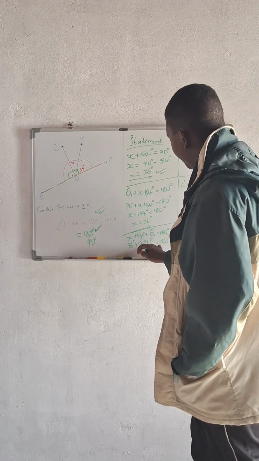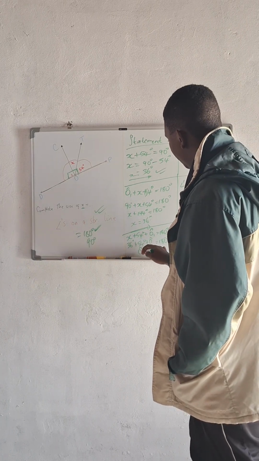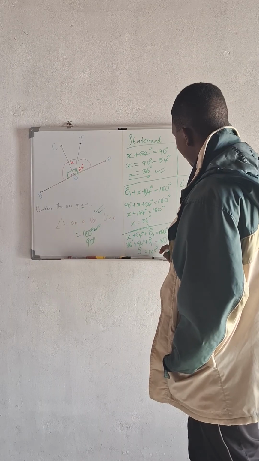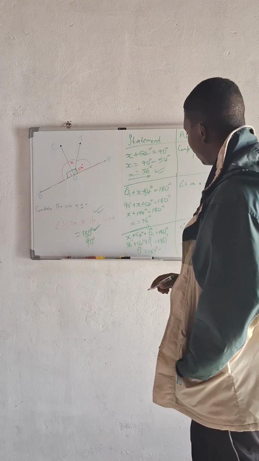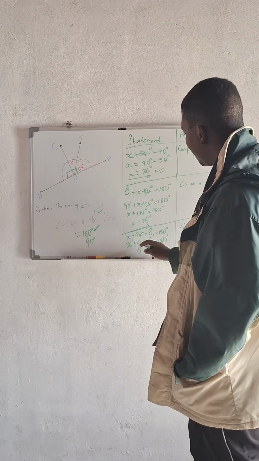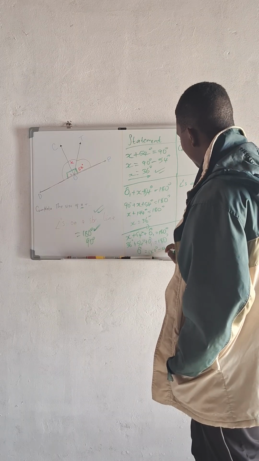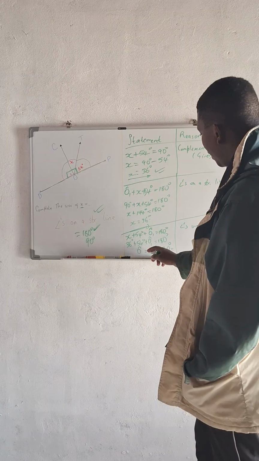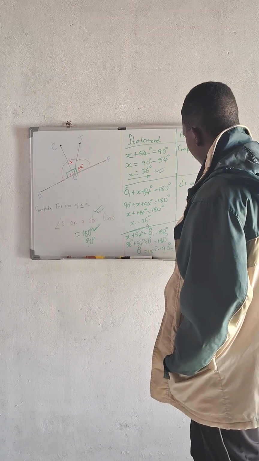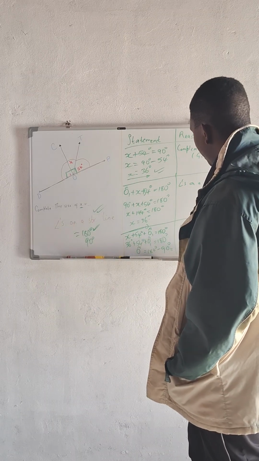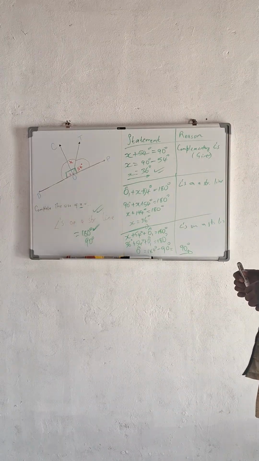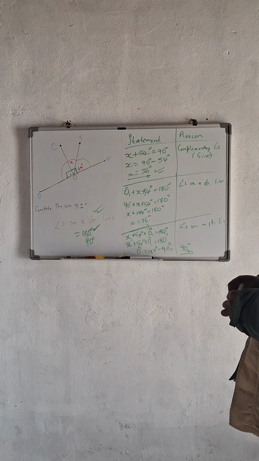Now O1 is equal to 180 degrees minus, what is 36 plus 54? This is 90 degrees. And this is equal to what? 180 minus 90 is equal to 90 degrees. So you can see that O1 is a complementary angle. It's equal to 90 degrees.